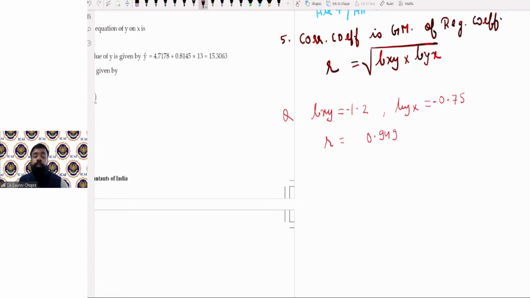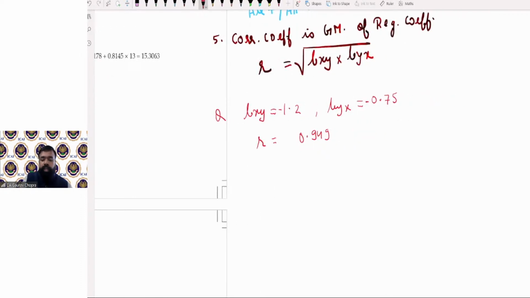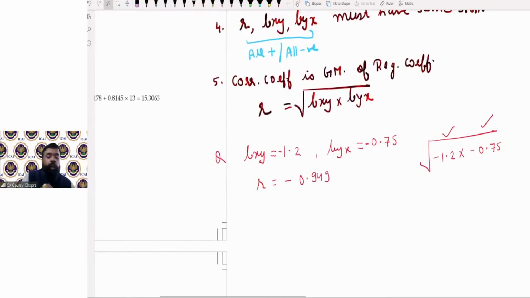But the sign should be positive or negative, because some people have given a negative sign and the majority have given a positive sign. So which sign is correct? Positive or negative? Here you have to keep in mind, if you have to calculate this root of -1.2 and then -0.75. Now bxy and byx are both negative, so r should also be negative. We have written this in point number 4.